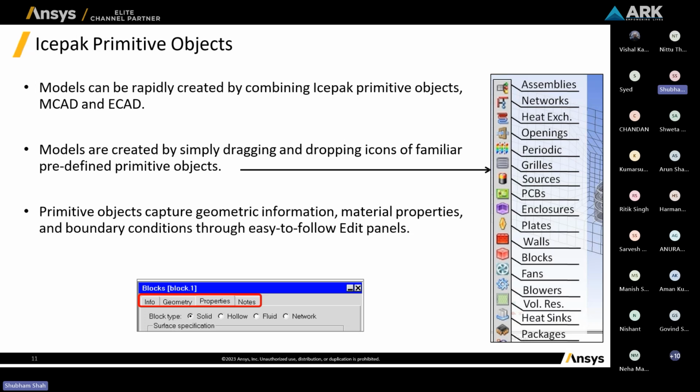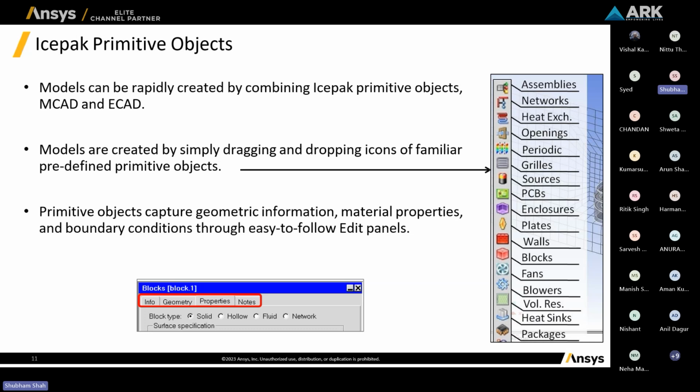So when we talk about it, Icepack has primitive objects. On the left hand side, you can see there are a number of objects available. Here, if you see, there are assemblies, network, heat exchanger, openings, periodic, grills, sources, PCB, enclosure, plates, walls, blocks, fans, blowers, volumes, heat sinks, etc. So models can be rapidly created by combining these primitives. You can either drag and drop these primitives, or you can give your x, y, and z coordinates, and you can draw these primitives.